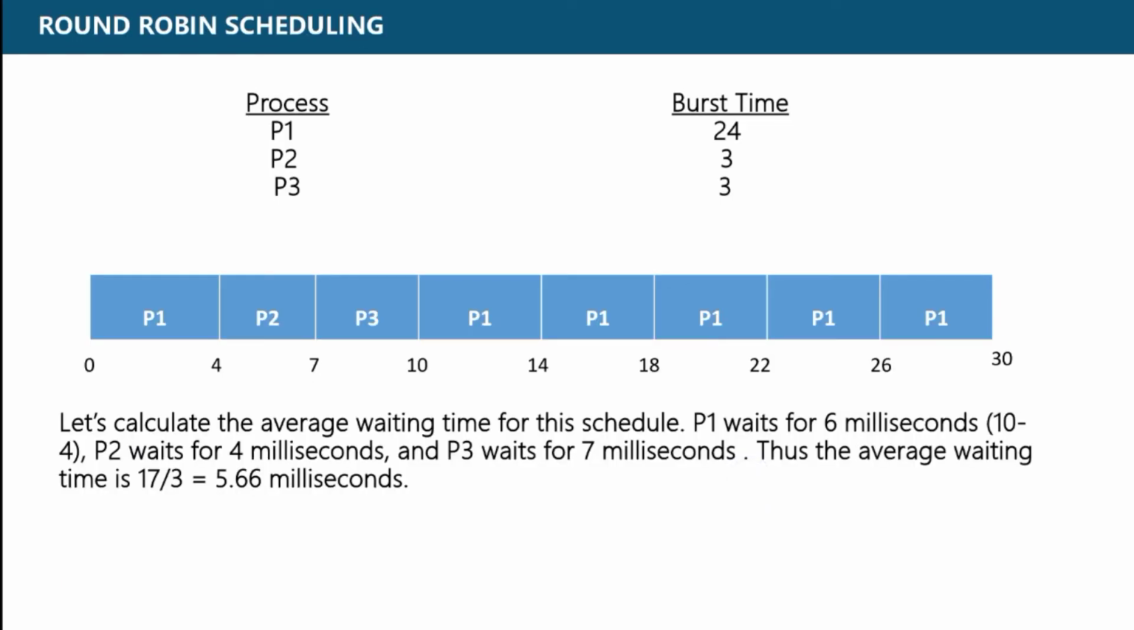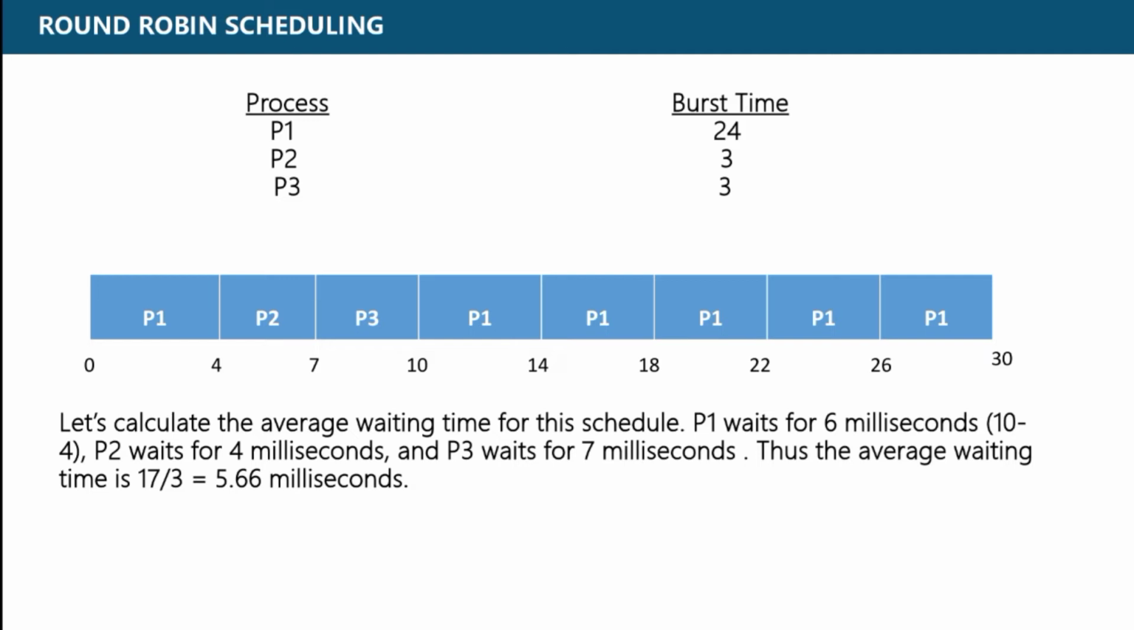So here in the given example of round-robin scheduling, we have three processes: P1, P2, and P3. The burst time is 24 for P1, 3 for P2, and P3 also has 3 milliseconds burst time. So let us calculate the average waiting time for this schedule.